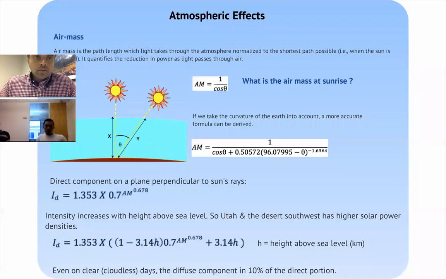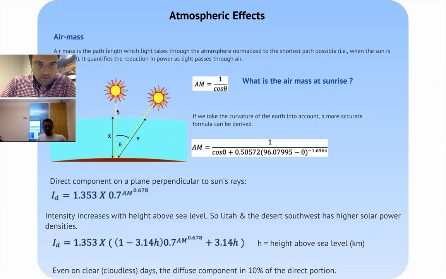Okay, so we talked about the AM as a definition of the standard spectra. Now we need to understand what that means. It refers to air mass. Air mass is the path length which light takes through the atmosphere, normalized to the shortest path possible. That is when the sun is overhead. That's the shortest path. It quantifies the reduction in power as light passes through the air.